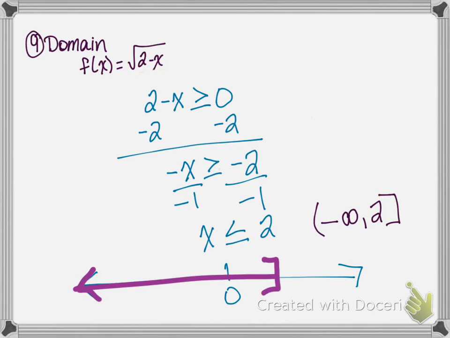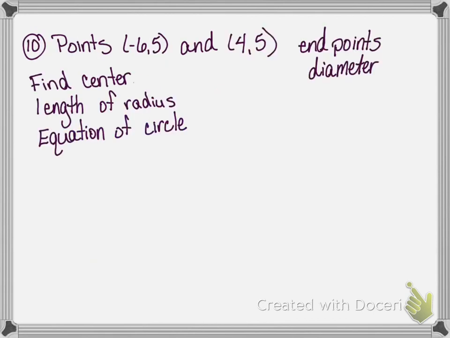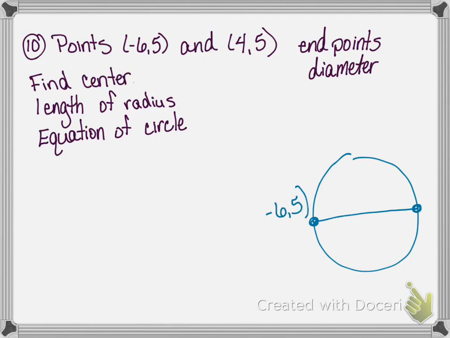The circle problem, I think everybody did pretty well on that in class. A lot of times I would say, draw a picture, draw a picture, draw a picture. So basically what we have here is a circle, and the diameter of the circle has endpoints negative 6, 5, and 4, 5. The first thing that I encourage students to do is this: the midpoint is going to be the center of that circle. So you're going to use the midpoint formula to find the center of the circle.